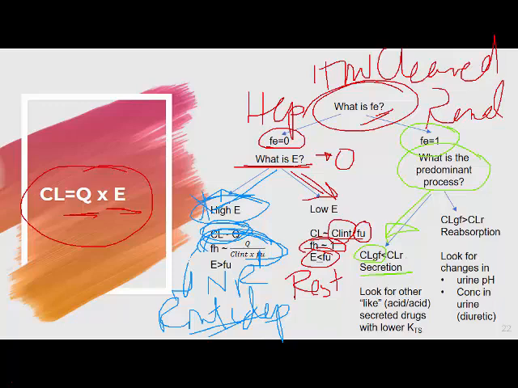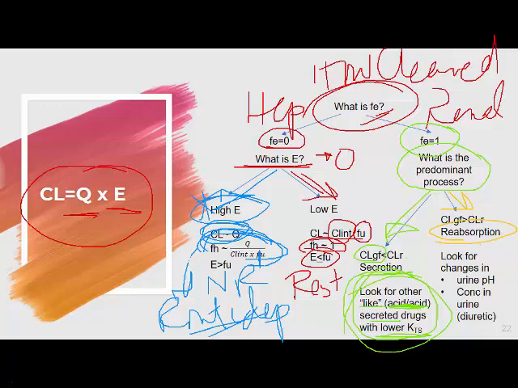So remember, this is another Michaelis-Menten situation where you have to have transporters to take the drug into the urine. So for drug interactions, we're going to be looking for other like drugs, like acids competing with acids, or bases competing with bases. But they'd have to be secreted drugs with a lower Km to displace our drug from its protein binding site. So for secretion, that's what we're looking for, our competing drugs.